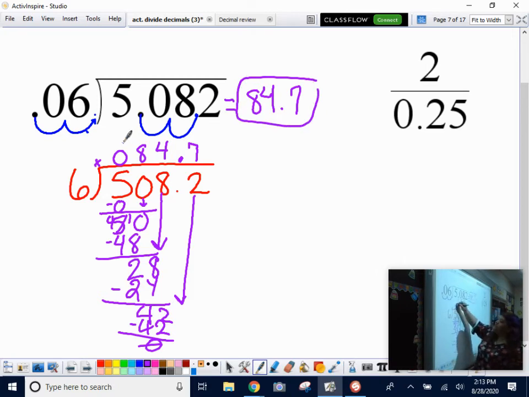Remember, this is just a placeholder right here. So I don't have to put it in my answer because it's the first 0. I don't have to put it, okay? So you should have 84 and 7/10. Check your work. Pause it if you need to.